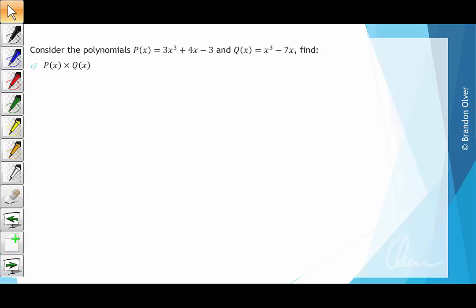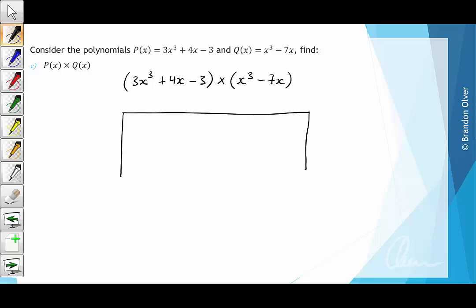The next thing we're going to do is use the same polynomials p and q, and this time we're going to do the multiplication of the two. So p of x times q of x can be written as 3x to the power of 3 plus 4x minus 3 multiplied by x to the power of 3 minus 7x. And now, like all bracketed multiplications, we're going to need to expand that. And the safest way to do that is using a grid.